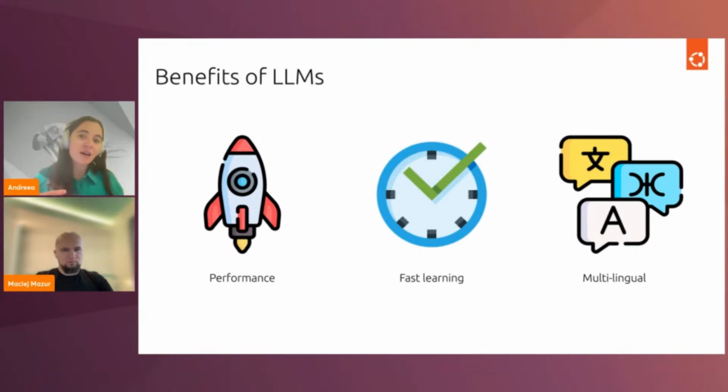Your choice of LLMs or another algorithm should depend on your use case. And don't do it just because everyone on the market does it, because I think that's a bit of a trap that you might fall into, and you might be disappointed because maybe it doesn't solve your real problem. However, LLMs do have a couple of benefits.